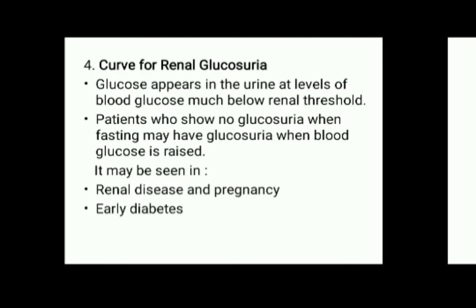Next, we will discuss the curve for the renal glucosuria. When glucose appears in the urine at the level of blood glucose much below renal threshold, patients who show no glucosuria when fasting may have glucosuria when the blood glucose is raised. This may happen if someone is suffering from renal disease or during pregnancy or at early stage of diabetes.